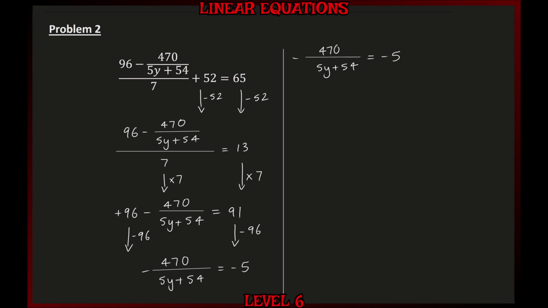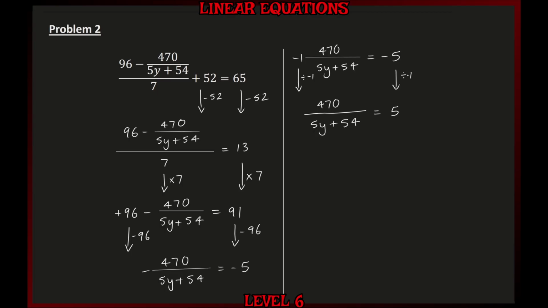Looking at the left, we can remove the minus from in front of the fraction, which is actually a times minus 1, by dividing both sides by minus 1. And this leaves us with 470 over 5y plus 54 on the left, and on the right, minus 5 divided by minus 1 just gives us 5.